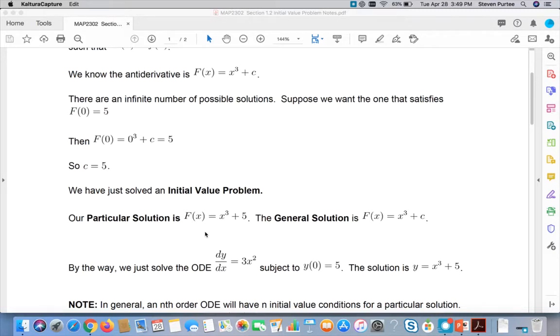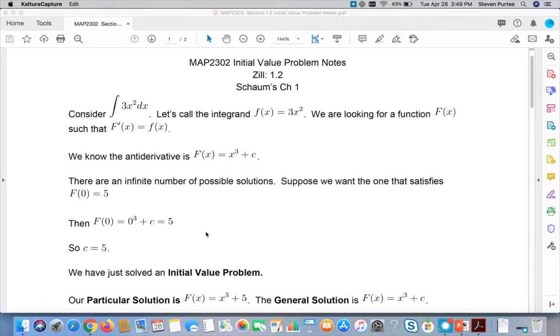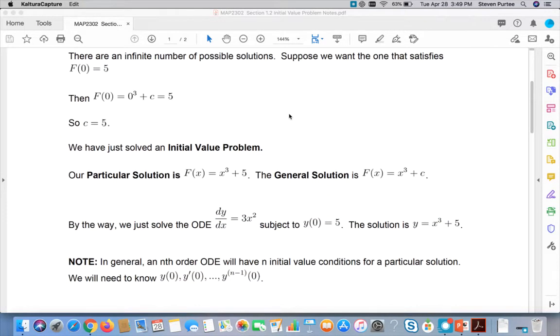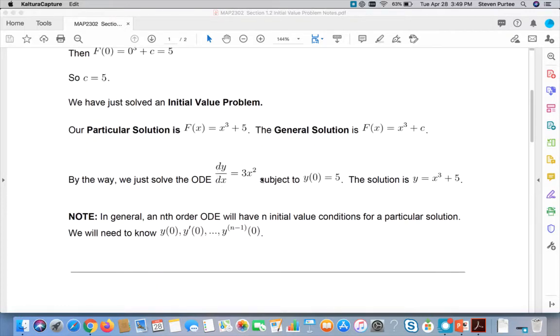By the way, you may not realize it, we have just solved our first differential equation. This really was a differential equation. I'm looking for some function whose derivative is 3x squared. So I'm really solving dy/dx is 3x squared. Anytime we're doing an antiderivative, we're solving a very simple ordinary differential equation. And we solved that subject to this initial value condition. We wanted y when x equals 0 to be 5.